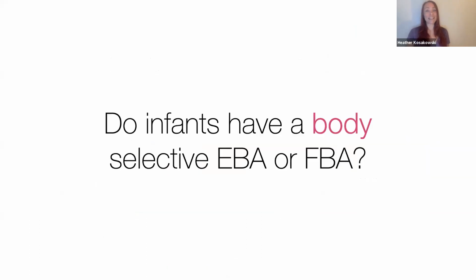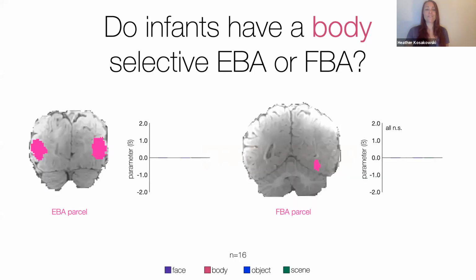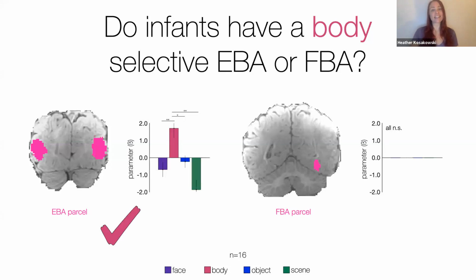All right, finally, we sought to determine if infants had a selective response to bodies in either the EBA or the FBA. In a group random effects analysis, there is a body patch in the left occipital cortex in approximately the same area as the extrastriate body area. There is not, however, an analogous response at the site of the adult fusiform body area. Functional region of interest analyses corroborate these results and demonstrate that the body response in the infant EBA is selective, while the body response in the infant FBA is not.